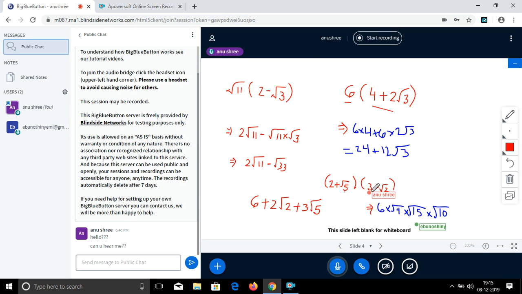It's root 5 and 3, so it's 3 root 5 plus root 5 into root 2, so it's root 10. That's your final answer. Is this clear?